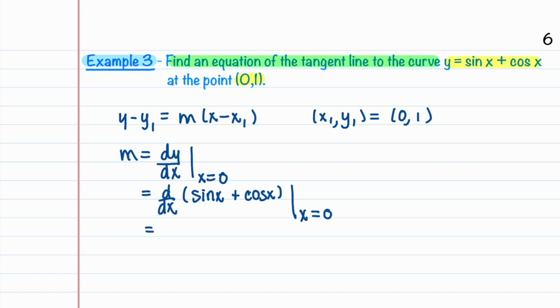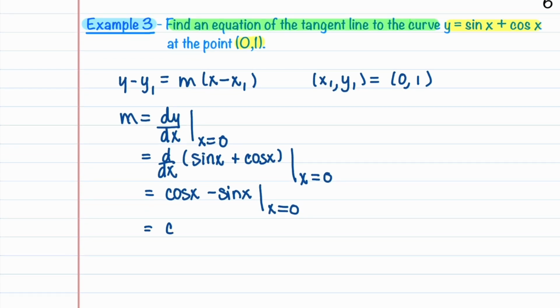The derivative of sine x is cosine x, and then the derivative of cosine x is minus sine x, and we're going to substitute in that x is equal to 0. This gives us cosine of 0 minus sine of 0. Cosine of 0 is 1. Sine of 0 is 0, so our answer for our slope is 1.